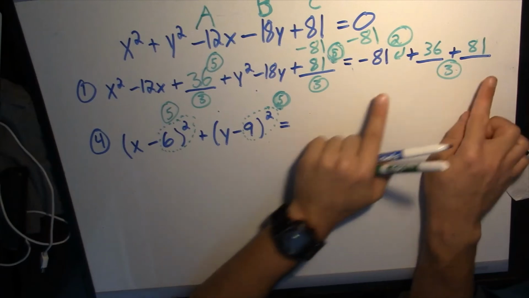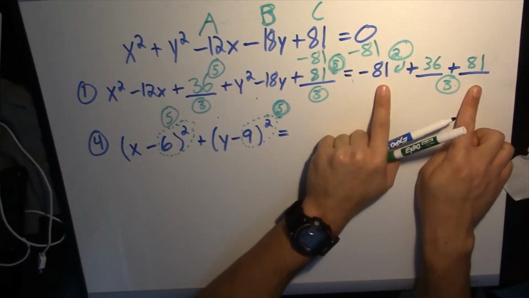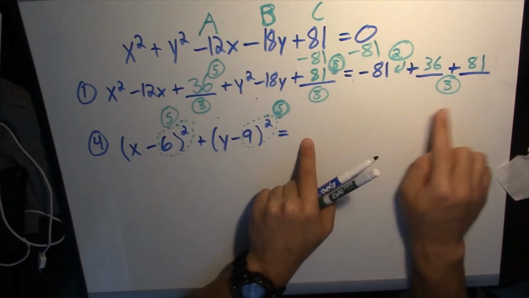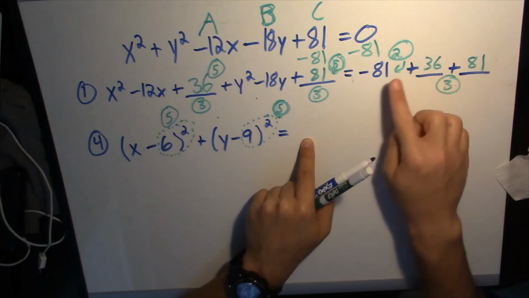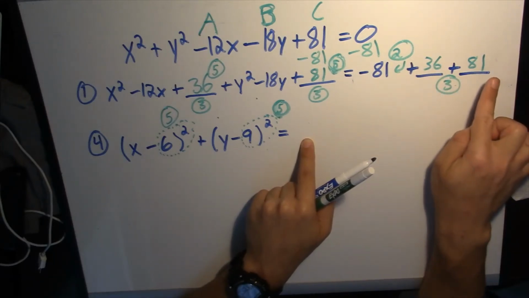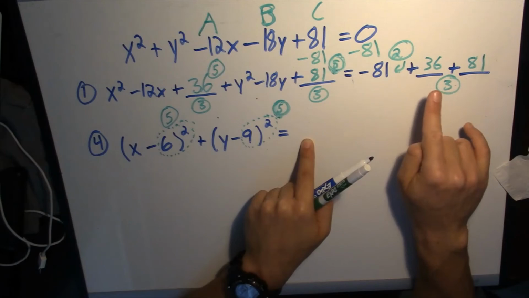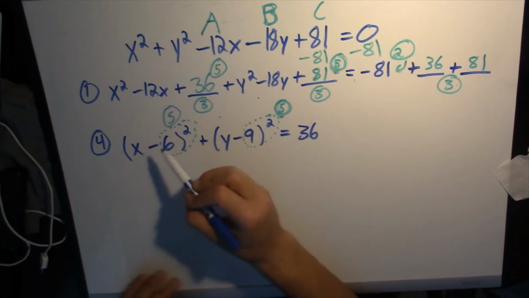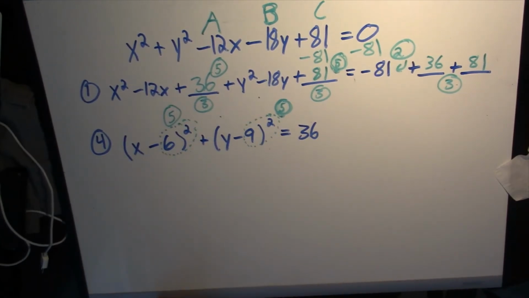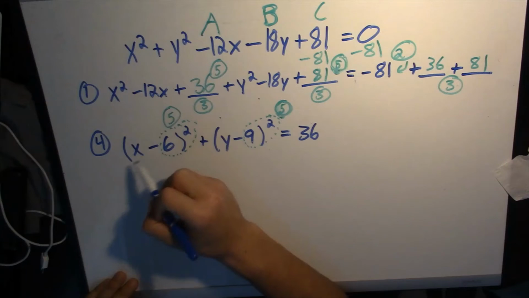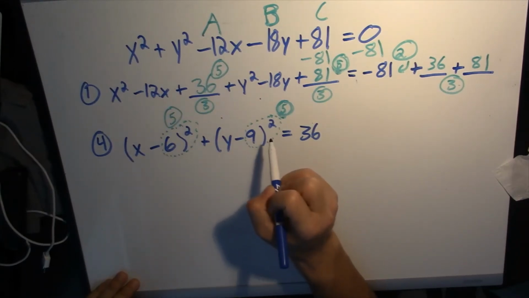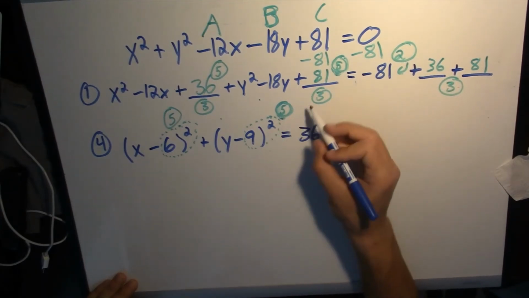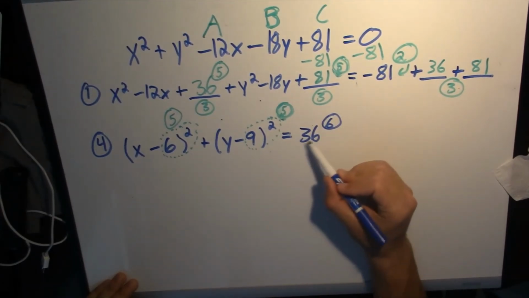So now I need to take this section here, the negative 81 plus 36 plus 81, and that number is going to come down over here. When I simplify this section, the negative 81 and the positive 81 cancel each other out, and I'm just left with 36. So this is my equation for standard form. This piece of simplifying over here, that's step 6. This is how I got this 36 here.